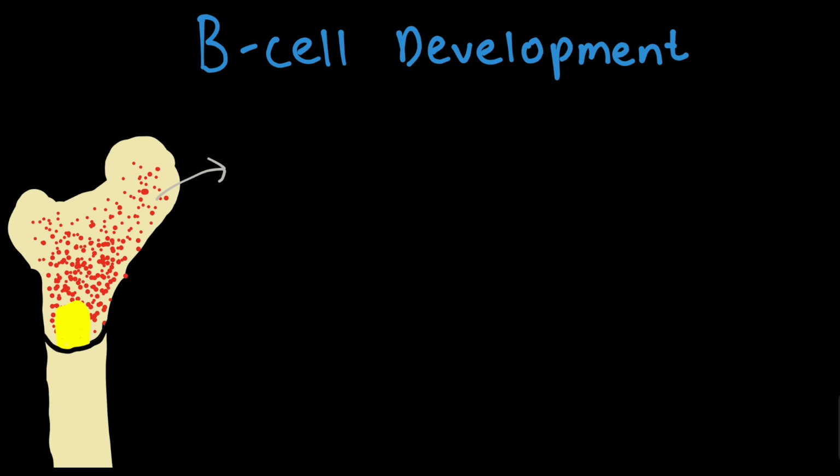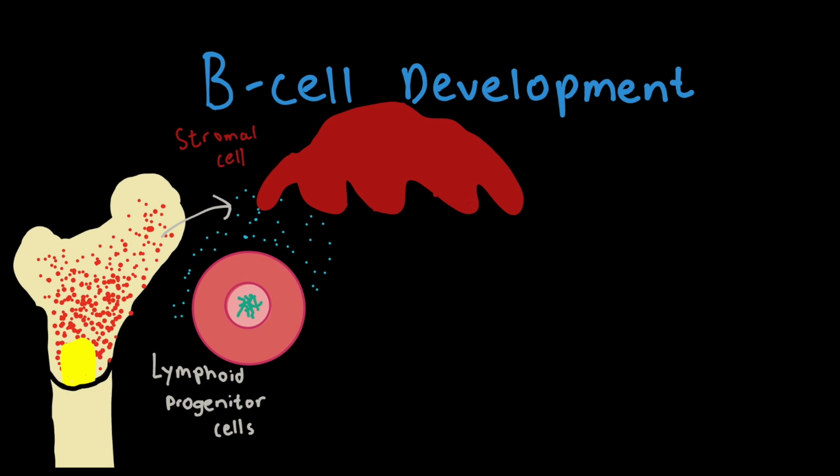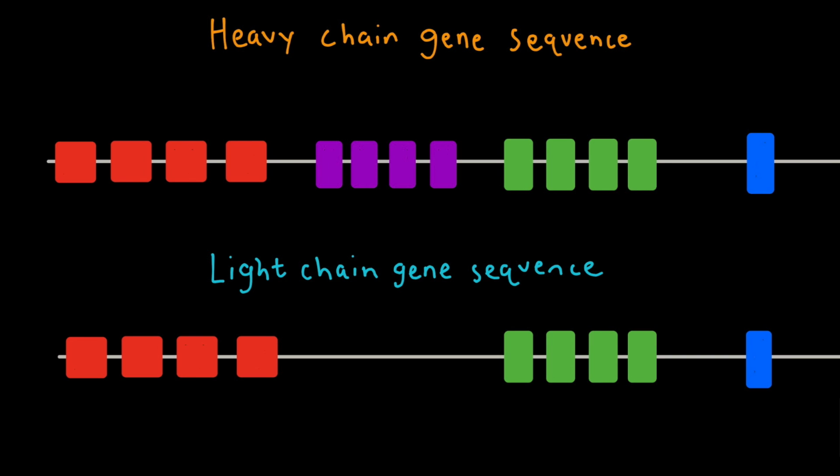Now let's discuss the development of B cells, and that begins in the red bone marrow. In the red bone marrow, stromal cells will release signals towards the lymphoid progenitor cells, which are just our stem cells, starting the B cell development process. Right now, the heavy chain genes and the light chain genes are both germline, meaning they have an unaffected, unarranged genetic material. Here's what that may look like.